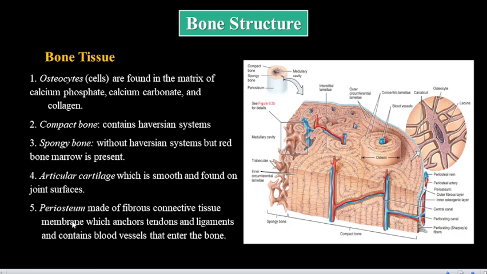And lastly, you have the periosteum, which is a fibrous connective tissue membrane that anchors tendons and ligaments and contains blood vessels that enter the bones. So, your periosteum, class, nandito yan siya. Ayan siya, parang outer membrane siya surrounding your bones. Now, the periosteum, it makes the connection between the tendons and the ligaments.